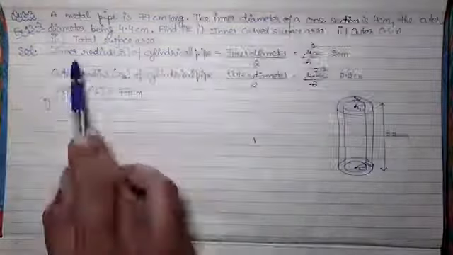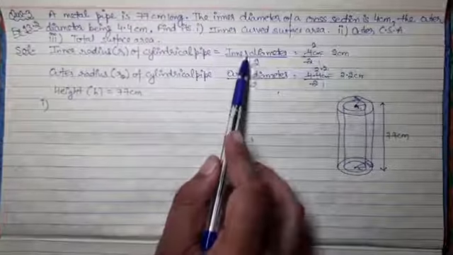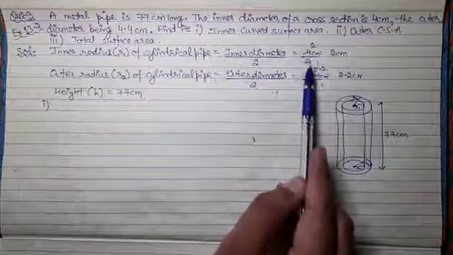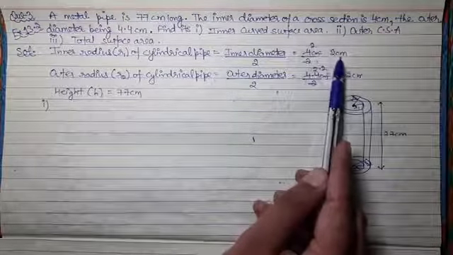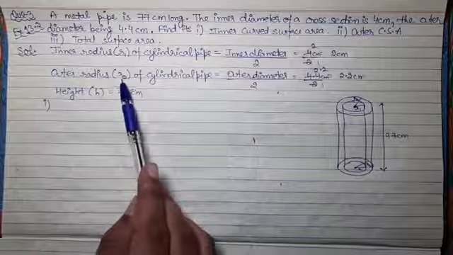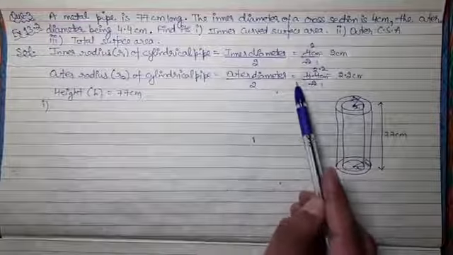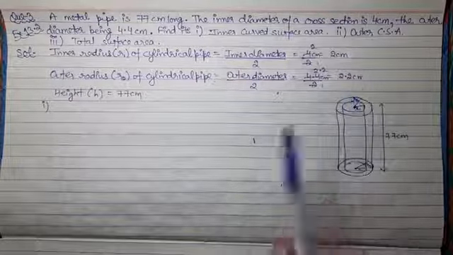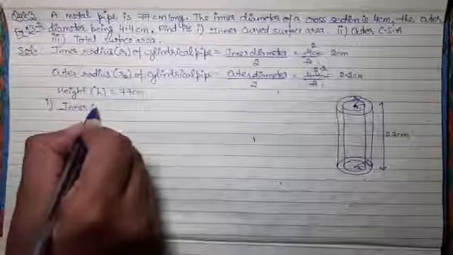In this question, let inner radius R1 be equal to inner diameter upon 2, equal to 4 cm over 2. When we solve this, it will become 2 cm. Similarly, outer radius, which is R2, is equal to outer diameter over 2, and after solving it, it will become 2.2 centimeter.